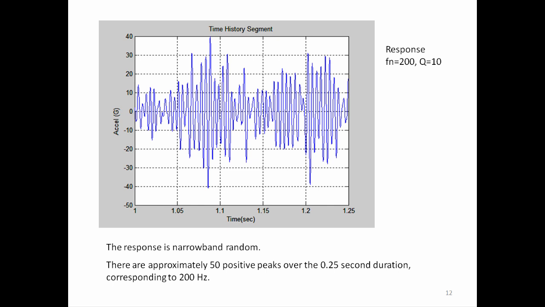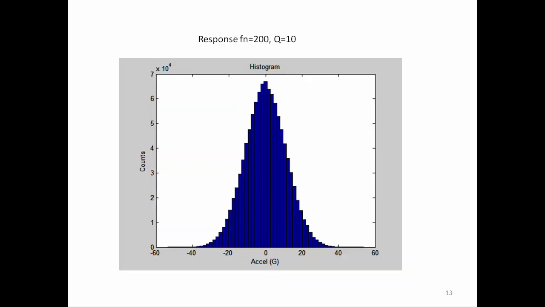Then if we zoom in on the response time history, we can see that the frequency content is fairly sinusoidal at 200 hertz, but the envelope of the amplitude is varying randomly with time. And here's our histogram. This is of the response acceleration. So our response acceleration for 200 hertz, Q equal to 10, is a normal distribution. So it's a narrowband process with a normal distribution.